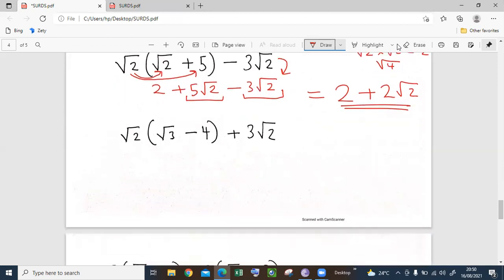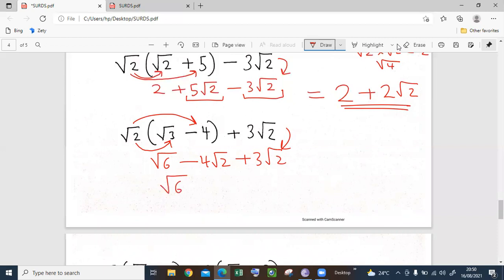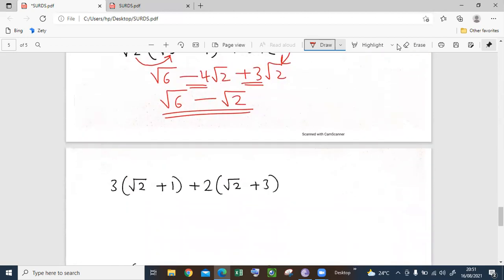Next here, I need to multiply again. But these are different surds. So I will need to multiply them and keep inside one root. So 2 times 3 will be 6. So now I have root of 6. And then 2 times 4, I get minus 4 root 2. Then I bring down plus 3 root of 2. Root of 6 is alone, it will remain root of 6. But negative 4 plus 3, I get negative root of 2. So that's how we simplify brackets of surds.